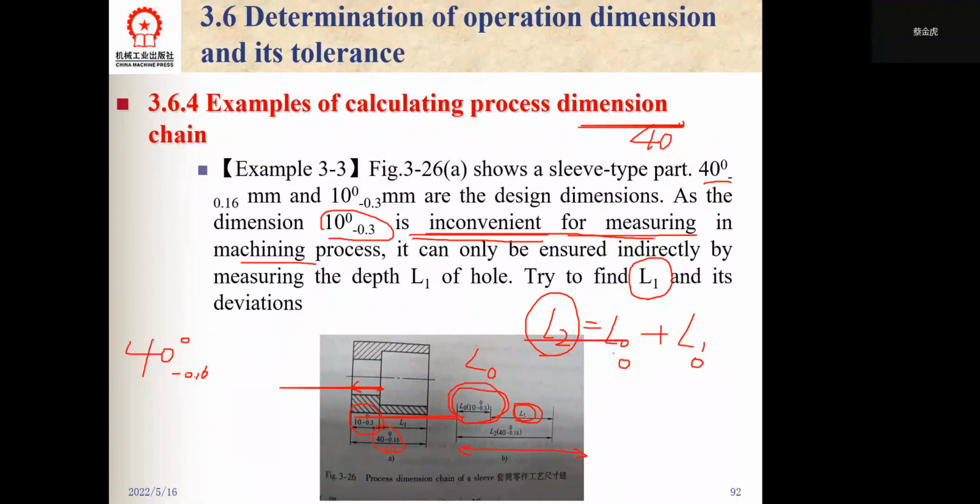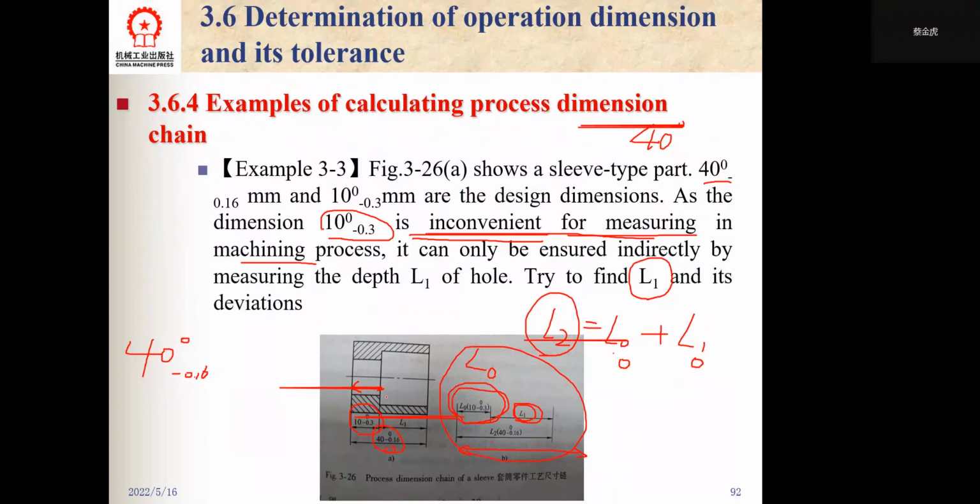And all the other dimensions, L1, L2, they are the component links. Because in the dimension chain, we only have one closed link, and it is L0. Because L0 is inconvenient for measuring, and it is formed in the last step.